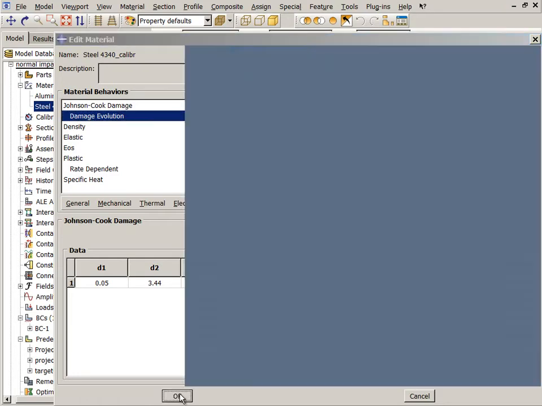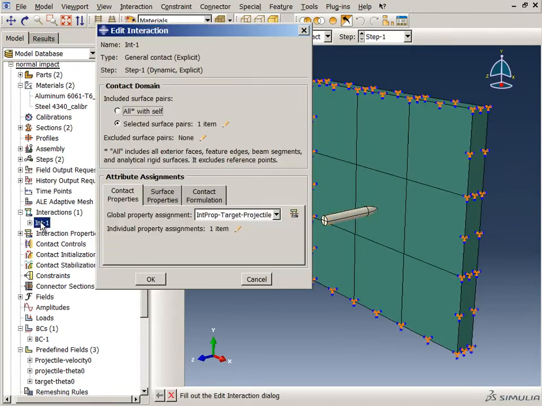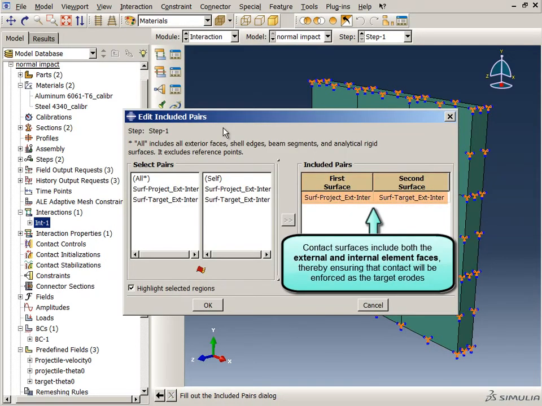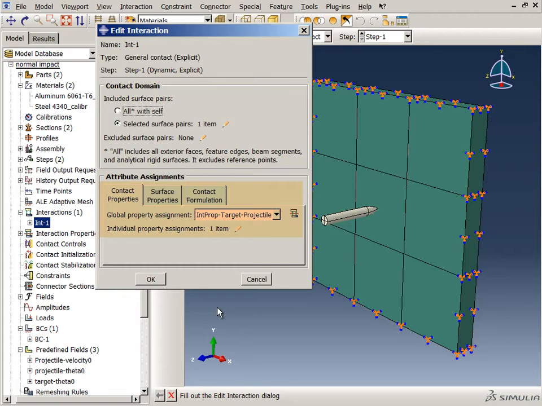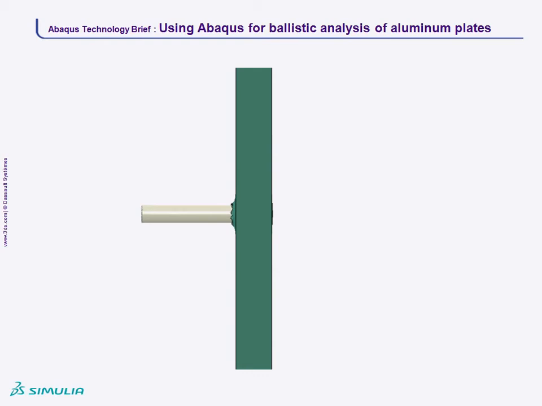Let's take a quick look at the contact definition. General contact is used to define the interaction between the projectile and the target using a pair of surfaces that include both the external and internal element faces, thereby ensuring that contact will be enforced as the target erodes. Frictionless contact is used. Now that you have seen the model, let's return to the results.